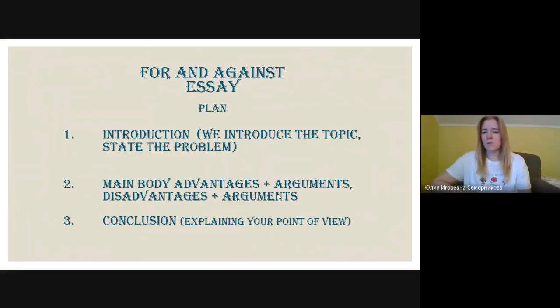To write a really perfect essay, we should follow a certain plan. First of all, we should make an introduction. We introduce the topic and state the problem. Stating the problem means that you say that there are different points of view on the issue. Some people think that it's a good idea, the others disagree with them. This is the problem. Then we speak about the main body, advantages and disadvantages, and you bring your arguments. Then you make a conclusion. You have to sum up your ideas and express your personal point of view on the topic.